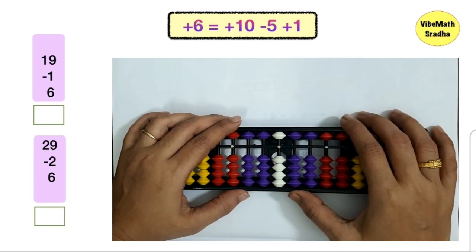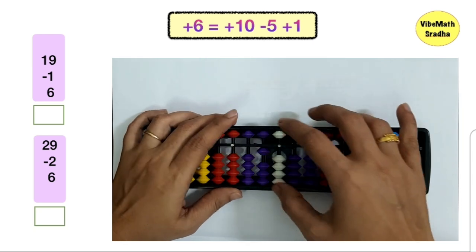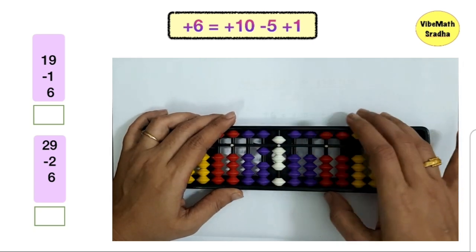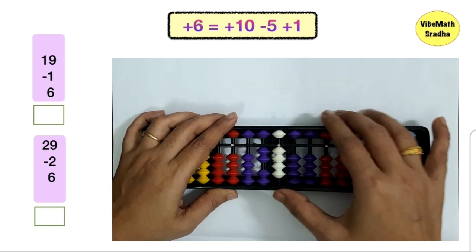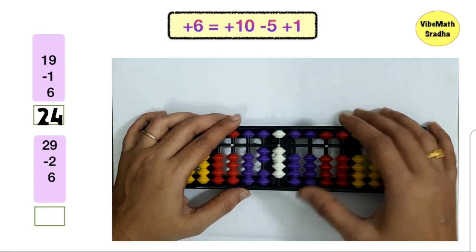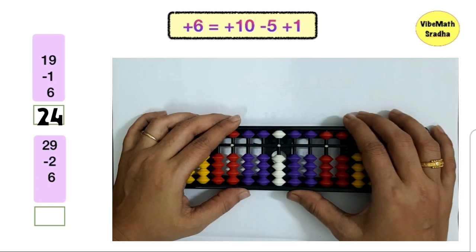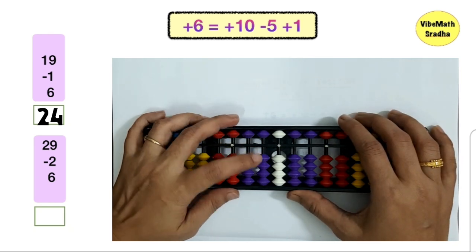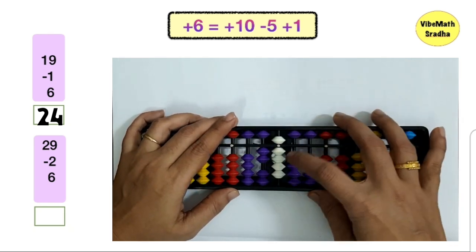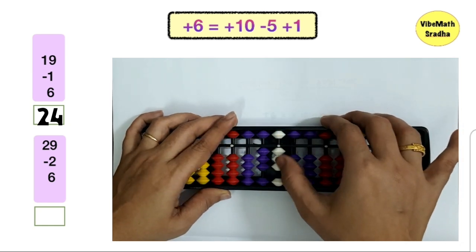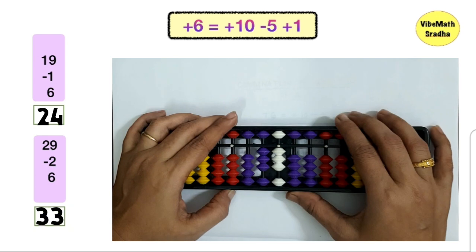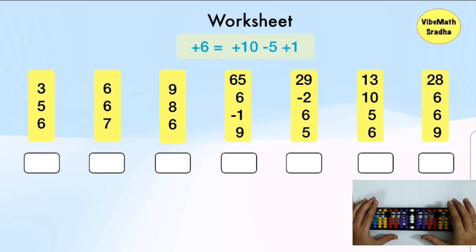Next example, 19 minus 1 plus 6. 19 minus 1 we can do directly. Plus 6 is plus 10 minus 5 plus 1. Answer is 24. The last example, 29 minus 2 plus 6. 29 minus 2 plus 6 is plus 10 minus 5 plus 1. The answer here is 33. Here we have solved all examples based on the formula plus 6 is plus 10 minus 5 plus 1.